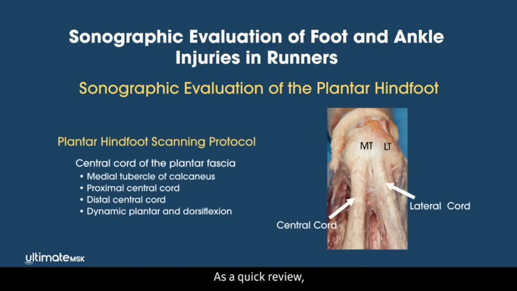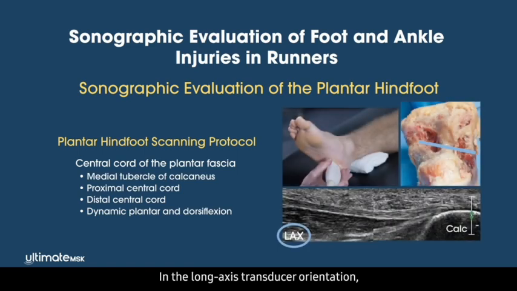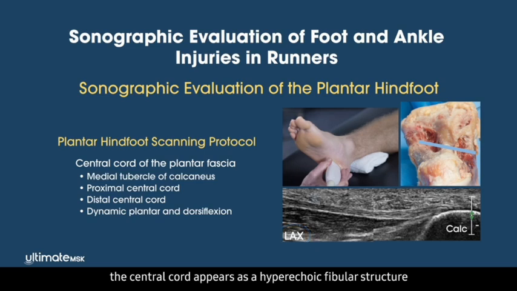As a quick review, both the central and lateral cords of the plantar fascia originate from the medial tubercle of the calcaneus. In the long axis transducer orientation, the central cord appears as a hyperechoic fibrillar structure that maintains a relatively uniform thickness at its attachment onto the medial tubercle. Due to its slight medial orientation, achieving an optimal long axis view requires a slight lateral tilt of the transducer, as shown in the image on the upper left.